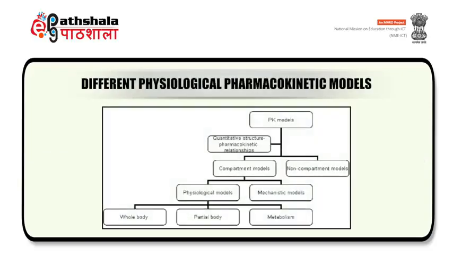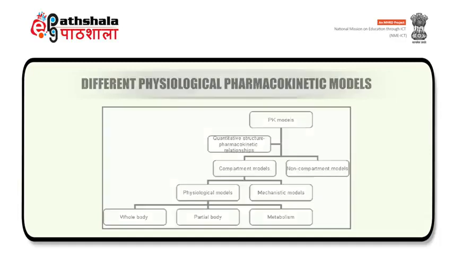The figure here gives the classification of pharmacokinetic models. PK models can be subdivided into two major categories: compartment models and non-compartment models. Compartment models may be physiological models or mechanistic models, and physiological models can further be classified as whole body models, partial body models, and metabolism models.